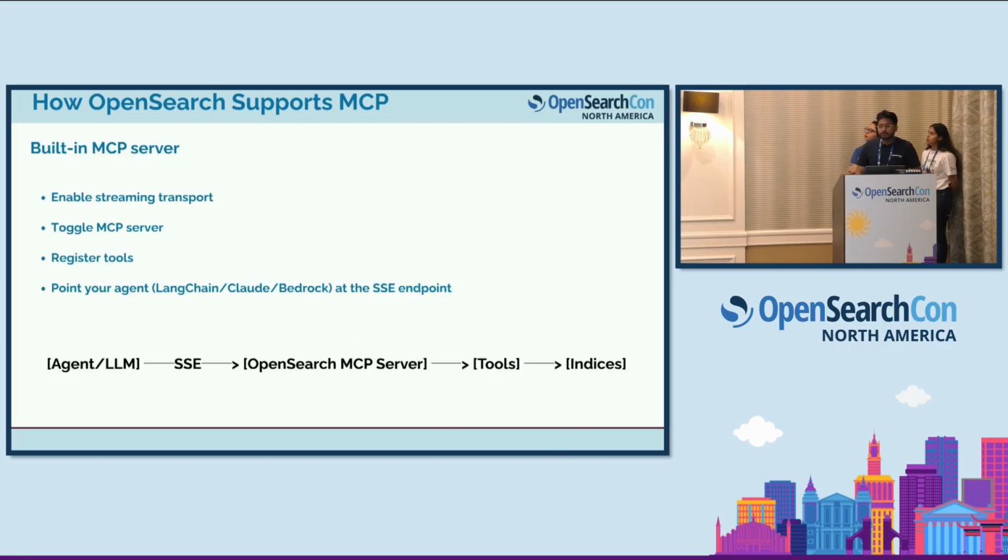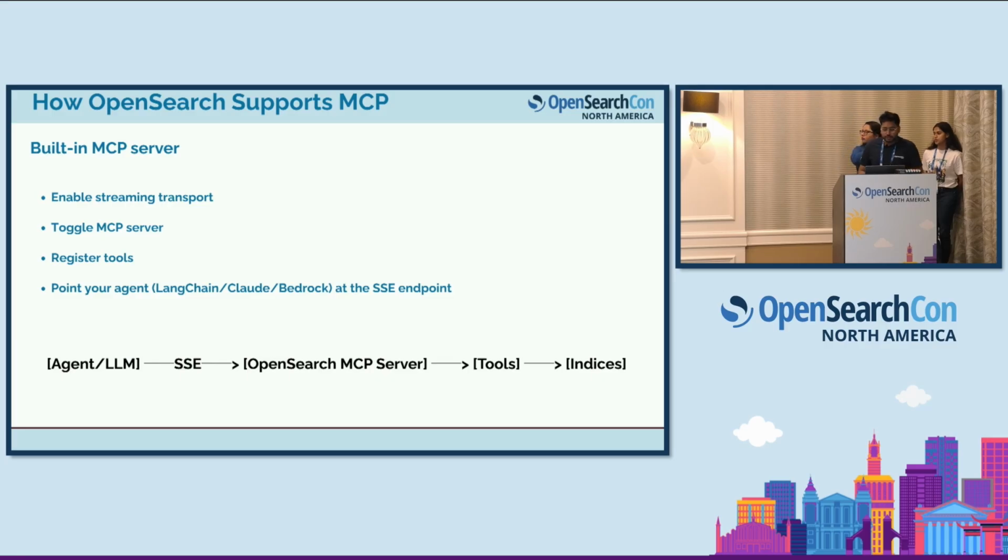Let's first talk about how the built-in MCP server works, and how you can use it to do a lot of stuff. If you want to enable it, or try it as an experiment, first you have to enable the streamable transport. Maybe I'll show you the query that I have written. There is a slide coming. So first you have to enable the streamable transport support. Once that is done, you have to toggle the MCP server, for the version you want to use. And after that, you have to register the tool.